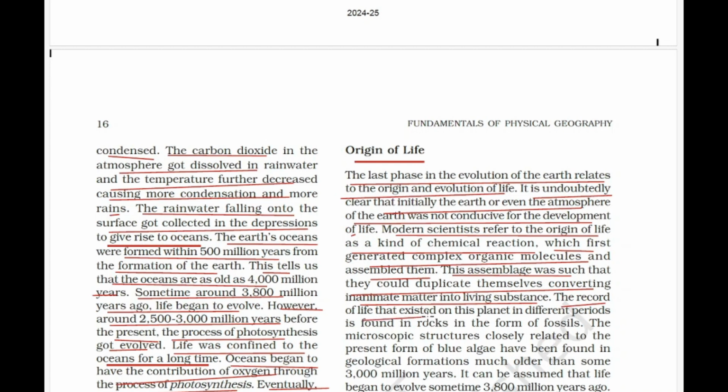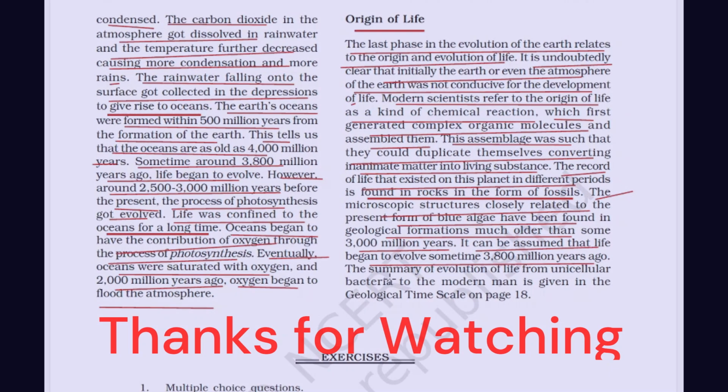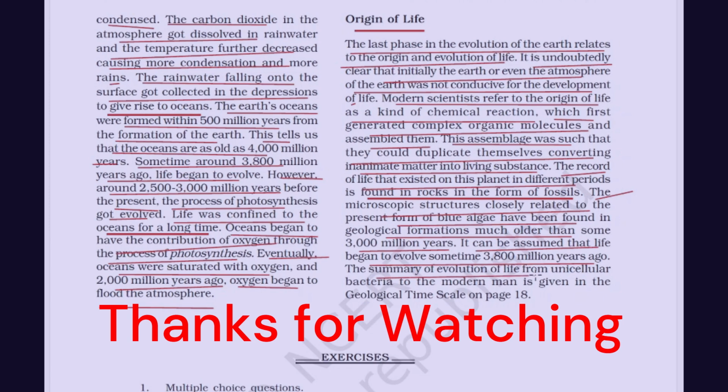The record of life that existed on this planet in different periods is found in rocks in the form of fossils. Microscopic structures closely related to the present form of blue-green algae have been found in geological formations much older than some 3,000 million years. It can be assumed that life began to evolve sometime 3,800 million years ago. The summary of the evolution of life from molecular bacteria to the modern man is given in the geological time scale.